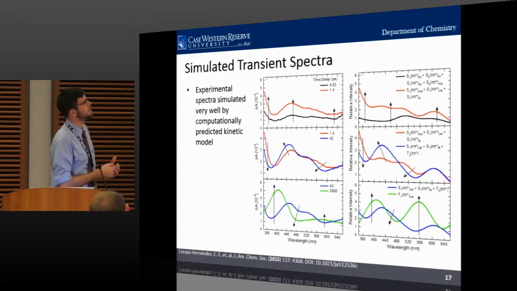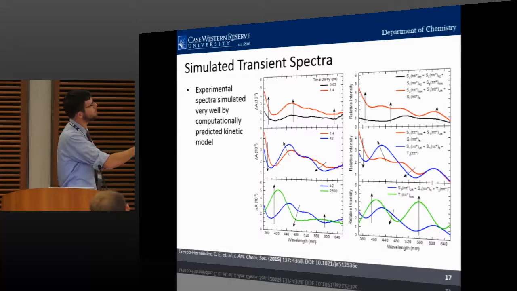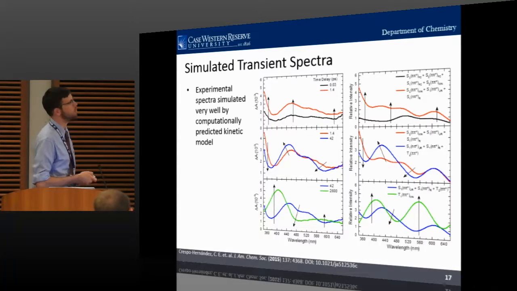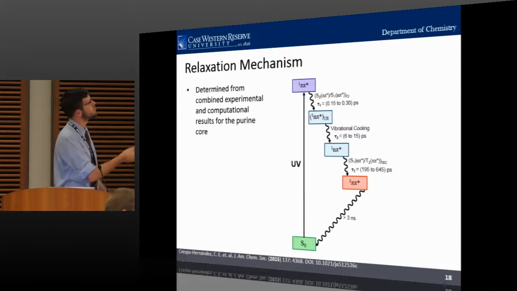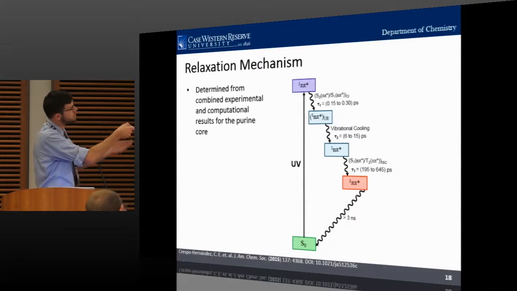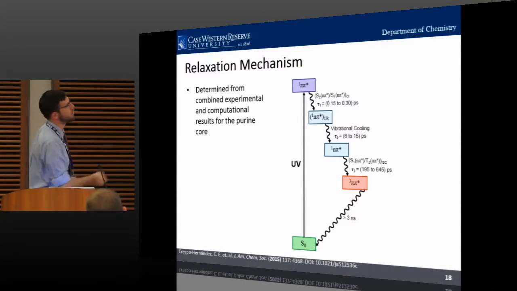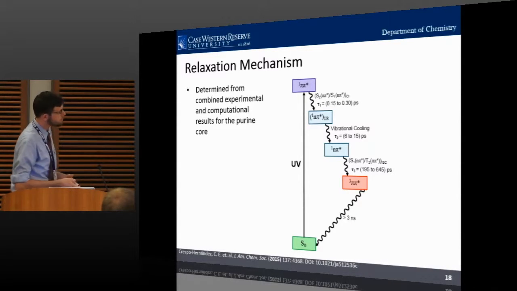And we can see that the experimental spectra taken at certain time delays and the simulated transient spectra from the computations match up very, very well and have the same type of transitions going on, which I can discuss more in detail if anybody's interested. But essentially it gave us this mechanism that follows just as the computations predicted, where we eventually lead to a long-lived triplet excited state, which takes a long time to relax back down to the ground state.